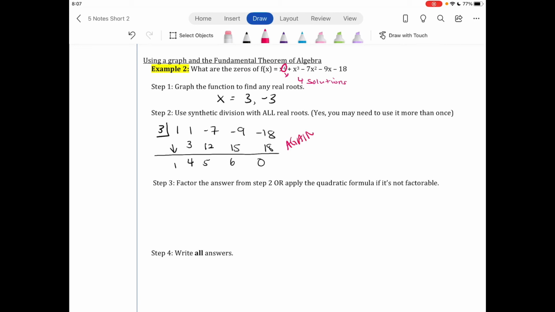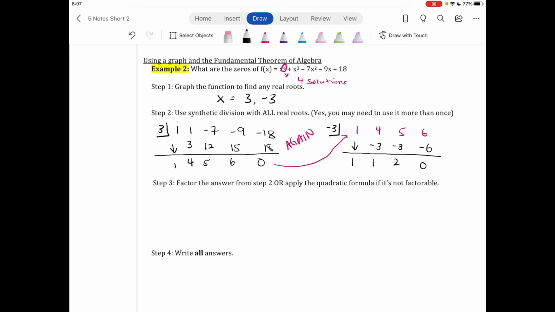Now we're going to do synthetic division again. We're going to take the answer from our first round. So we have 1, 4, 5, and 6, and we're going to use that as the coefficients for the second round, where we're now using our other solution of negative 3. Make our division line, bring down the starting value, multiply to get negative 3, add for 1, multiply negative 3, add for 2, multiply negative 6, add for 0.